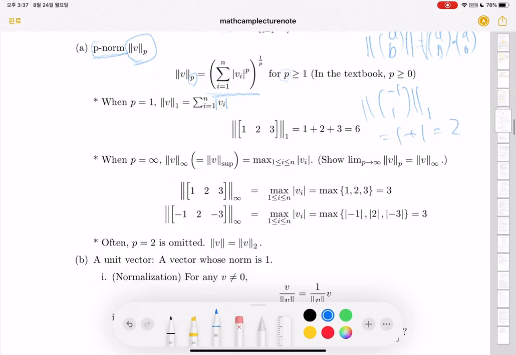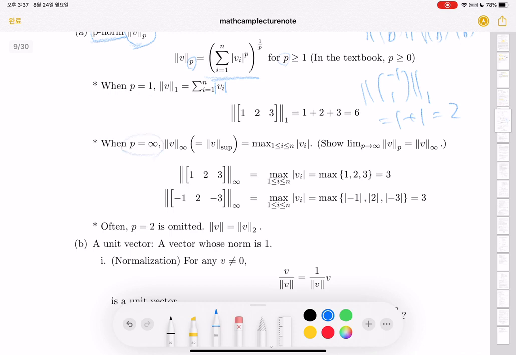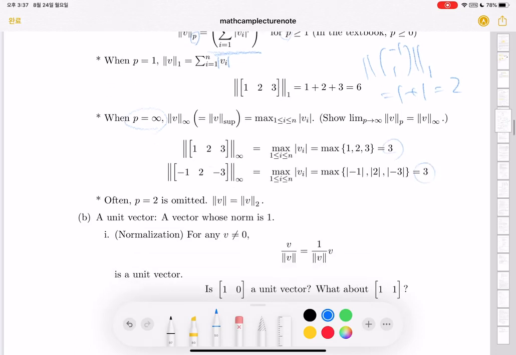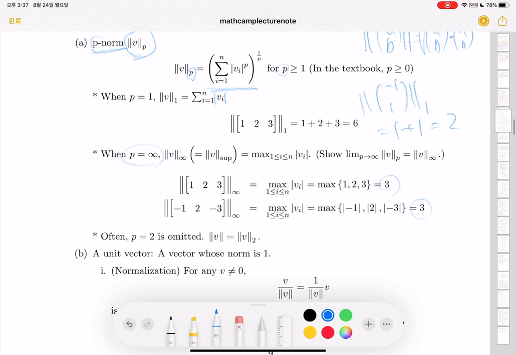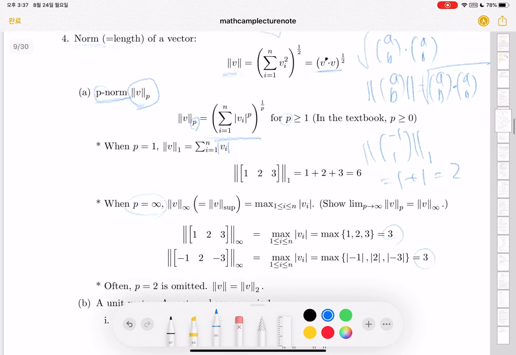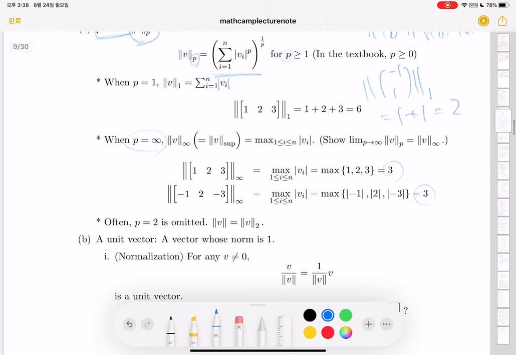Okay. When P is infinity, it's called the sup norm. Sup norm means the maximum value of your elements. Okay, like this. So in this notation, our Euclidean norm here is more properly called the 2 norm, right? But often we omit the 2. Okay.